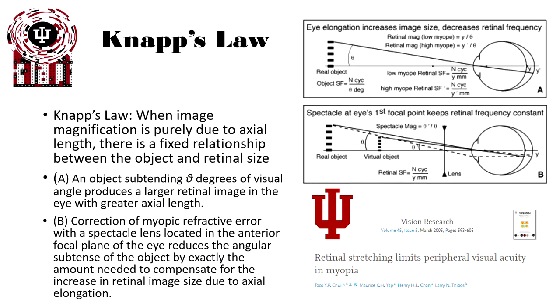And this is ultimately due to Knapp's law. Knapp's law is when image magnification is purely axial in length, there's a fixed relationship between the object size and the retinal size. That's because the retina has been stretched and elongated. And so in an axial situation, when you use a spectacle prescription, it maintains a constant size between the object and the retinal size. And you can see that here in these images from research done here at Indiana University.